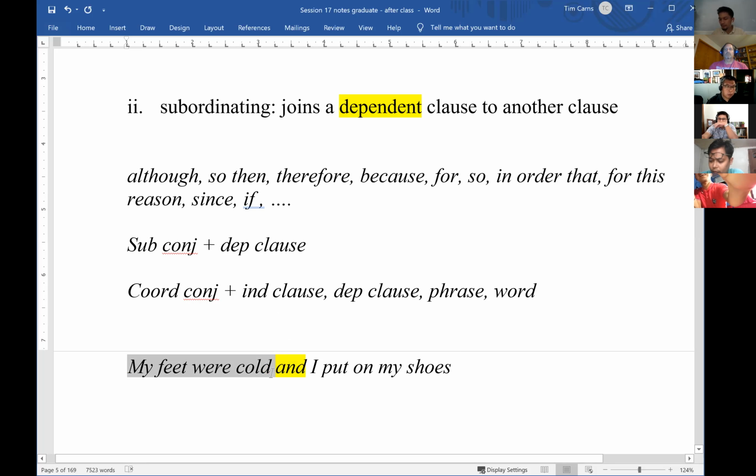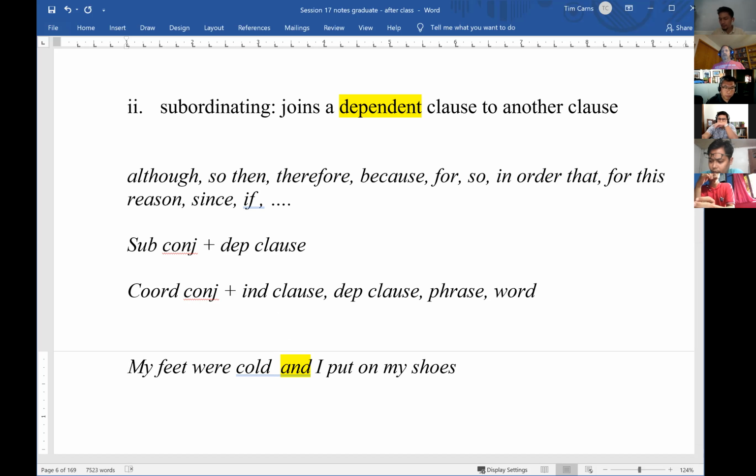And in this case, what comes before? My feet were cold. Pastor Renee, what do we call that? Is it a clause or a phrase? My feet were cold. It's a clause. And what kind of clause? It is an independent clause, Pastor. Excellent. So I have an independent clause before my coordinating conjunction.